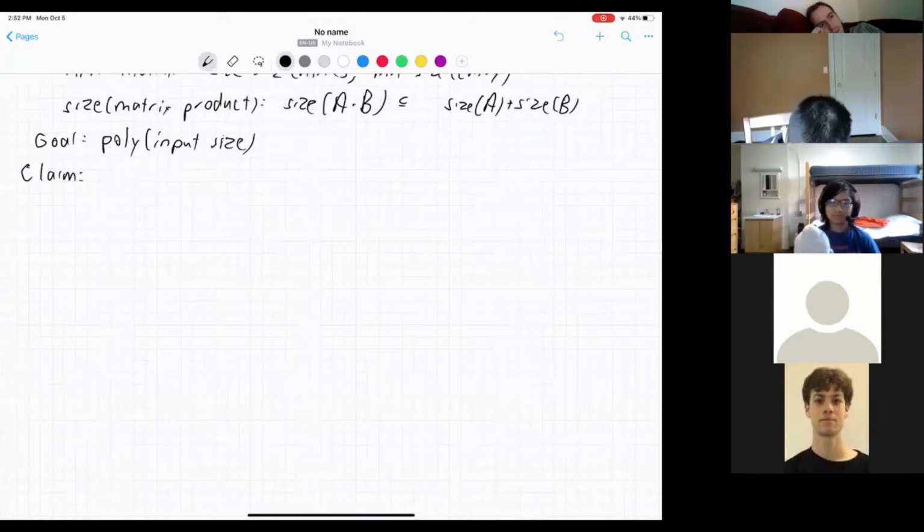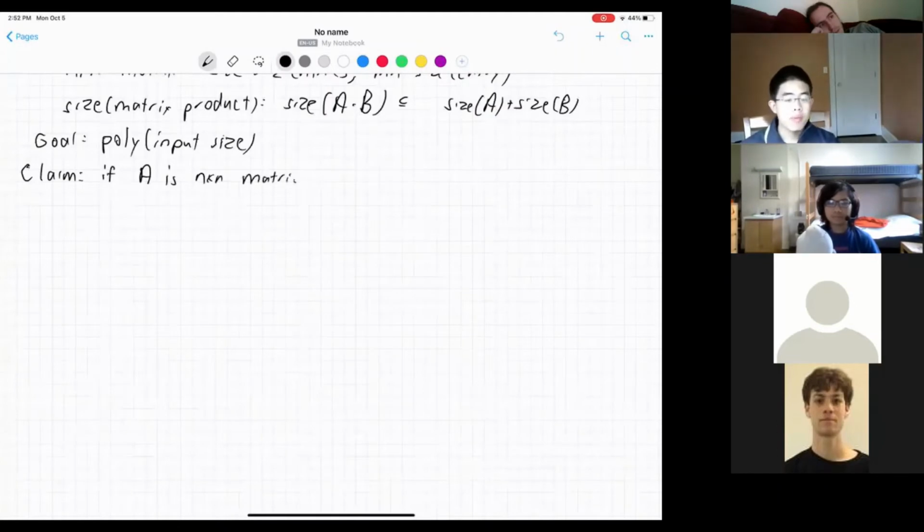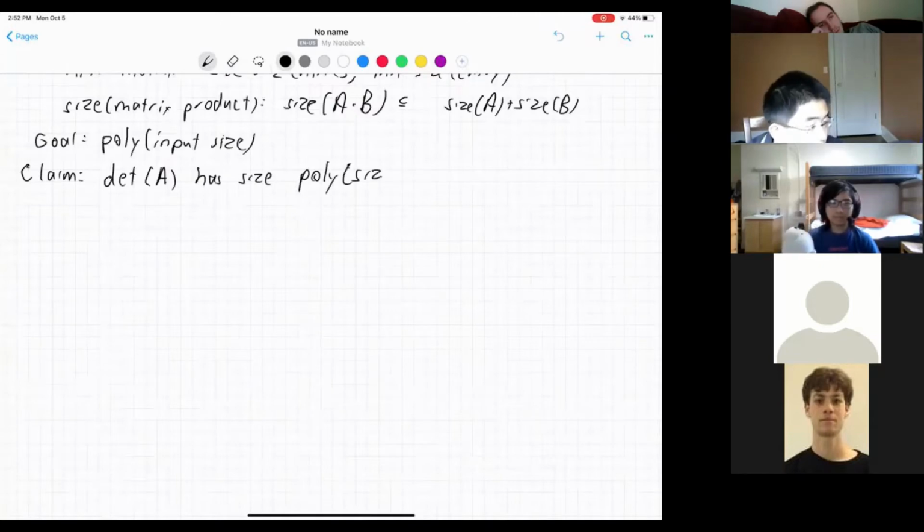And the crux of that claim is that the determinant of any n by n matrix A has size polynomial in the size of A. And we'll flesh this out afterwards, but if you can write down the determinant, then you can write down the inverse, and you can multiply the inverse by something, and that all gives you vectors whose size is polynomial in the input size. And so we're going to be fine.